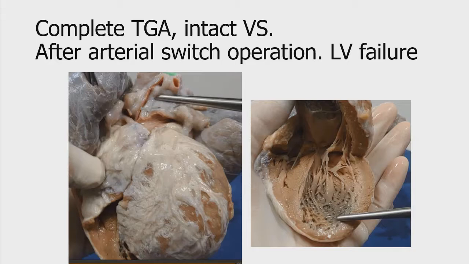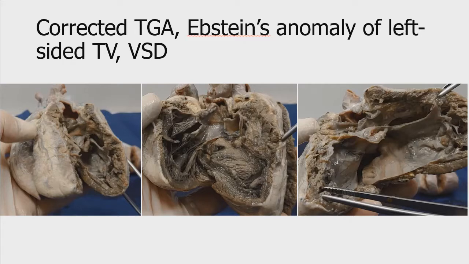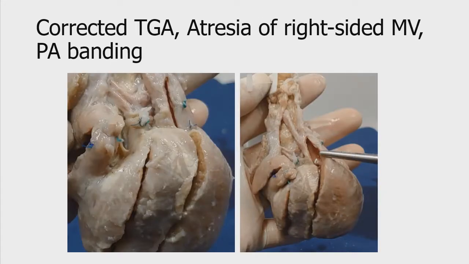Next, we will see a complete TGA with an intact ventricular septum after the arterial switch operation with LV failure. Then we will see samples of corrected transposition of the great arteries with VSD and pulmonary stenosis. Corrected transposition of the great arteries with an Ebstein anomaly of the left-sided tricuspid valve with a ventricular septal defect. Corrected transposition of the great arteries with atresia of the right-sided mitral valve and a pulmonary artery banding.